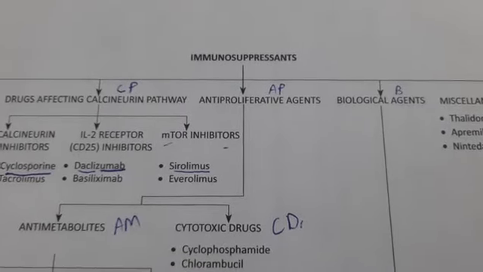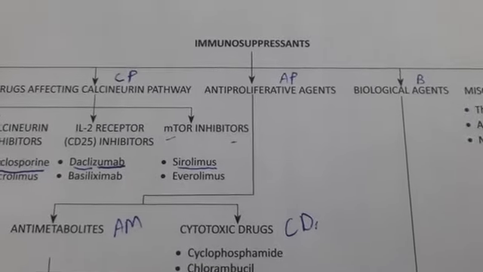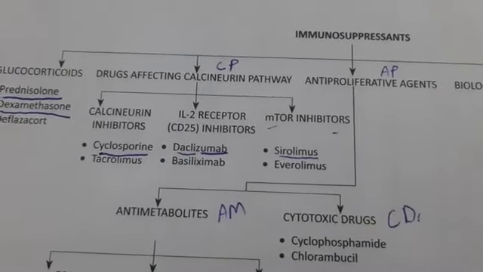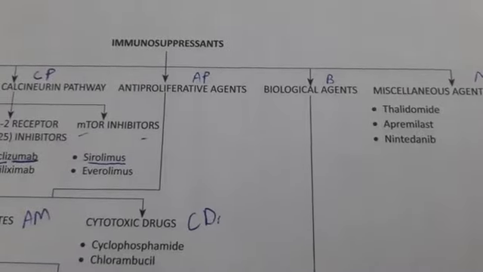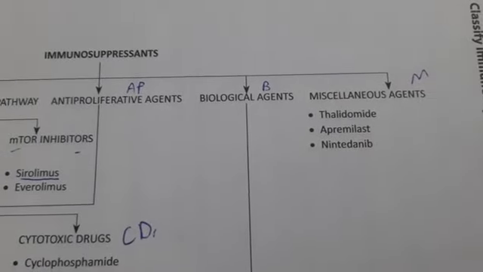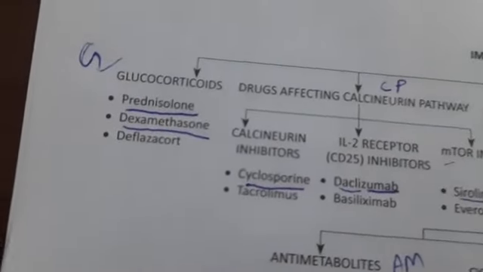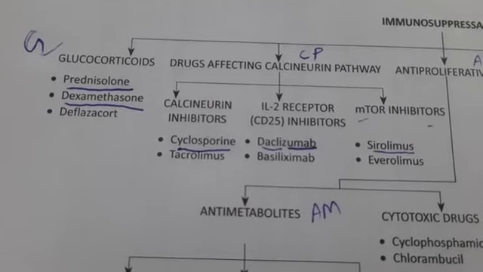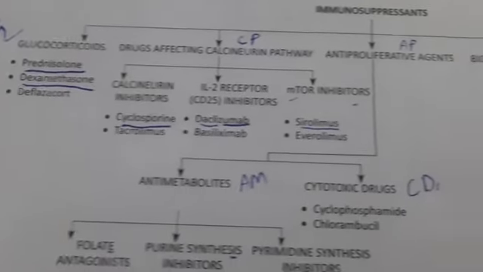In this video, we will learn about the classification of immunosuppressants. Immunosuppressants include glucocorticoids, drugs affecting calcineurin pathway, antiproliferative agents, biological agents, and miscellaneous agents. Firstly, there are glucocorticoids which act as immunosuppressants: prednisolone and dexamethasone.